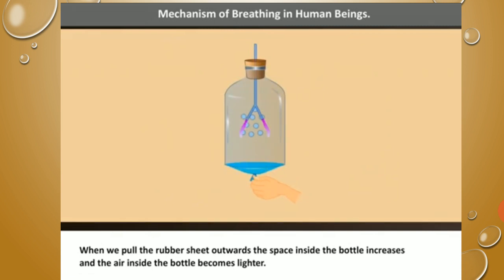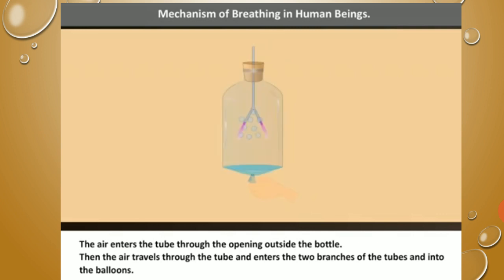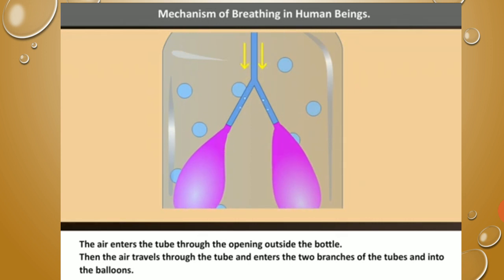When we pull the rubber sheet outwards, the space inside the bottle increases and the air inside the bottle becomes lighter. So the dense air rushes into the balloons from outside. The air enters the tube through the opening outside the bottle. Then the air travels through the tube and enters the two branches of the tube and into the balloons.